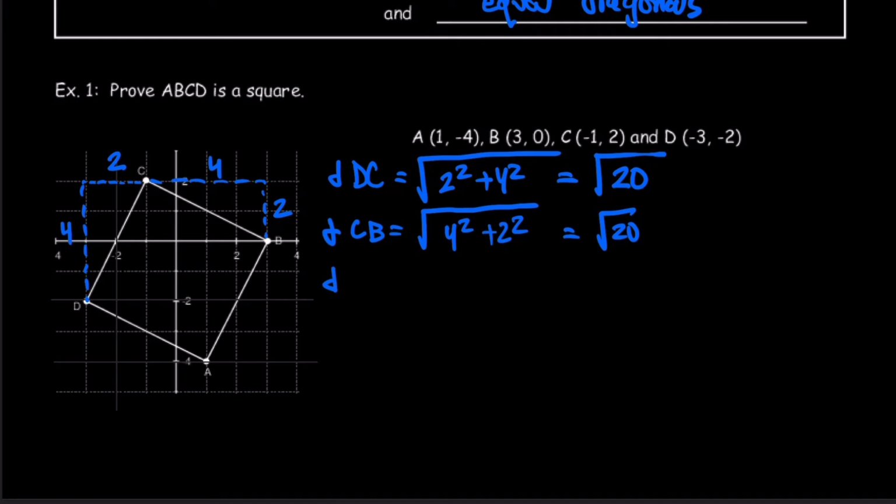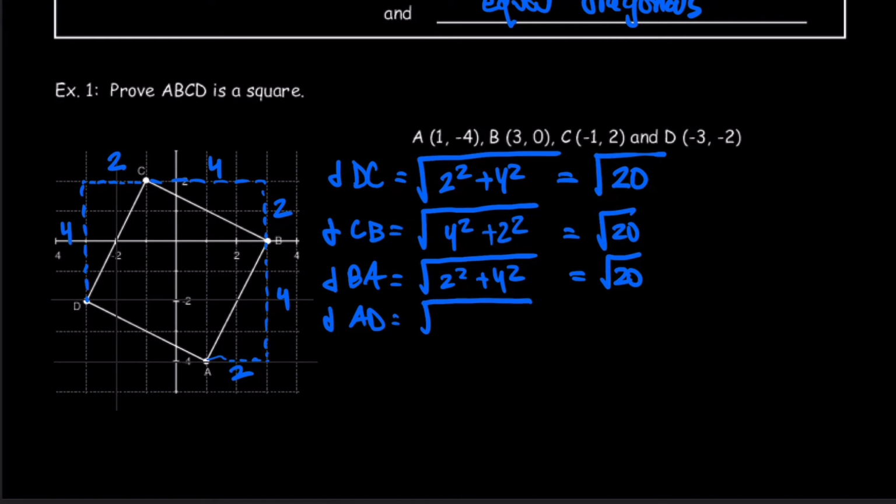Okay, next, the distance from B to A. So I'll do this, show the work. Again, we get 2 and 4, so that's 2 squared plus 4 squared, either order, square root 20. And finally, the last side is going to be AD. So let's see this, just confirm. Yep, that's 2 and that's 4. Square root 20.